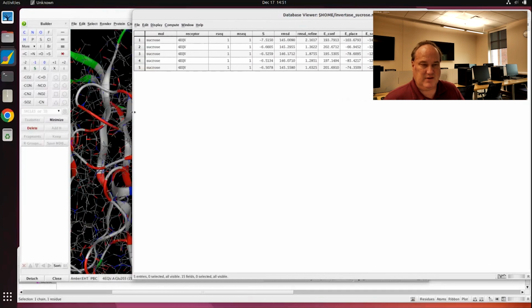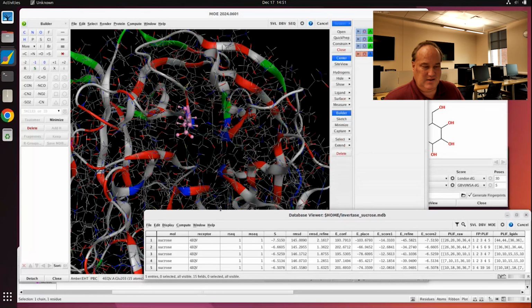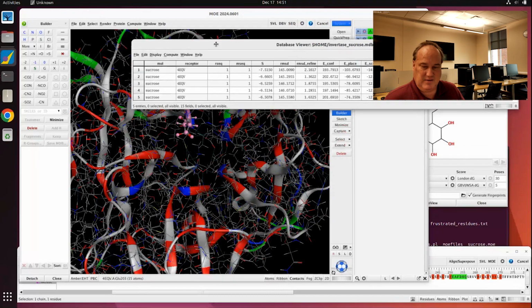Now this is one of those things where when we teach this in our biochem lab, our students love to just print this whole table out, and they think this is all of our data. You know, students love data, and that's an important thing, but you want to record the important data you see. Some of these columns, like R-seq, that's the index of the receptor, M-seq, index of the ligand. This is just one. That's not really all that interesting. Again, mol. Well, we've docked sucrose 5 times. Receptor.